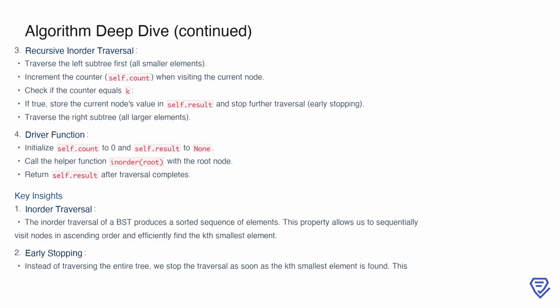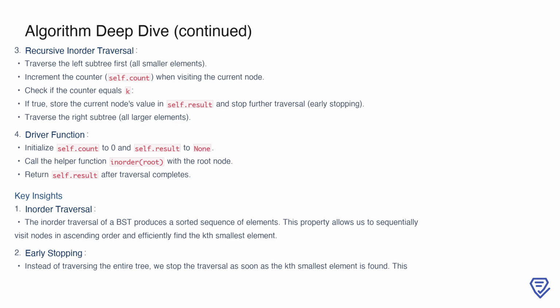Once we reach a node, we increment our counter to reflect that we've visited it. At this point, we check if the counter equals k. If it does, it means we've found the kth smallest element, so we store the current node's value in our result variable and stop further traversal. This is what we call early stopping, a key optimization in this algorithm. If the kth smallest element hasn't been found yet, we proceed to the right subtree, which contains all larger elements.